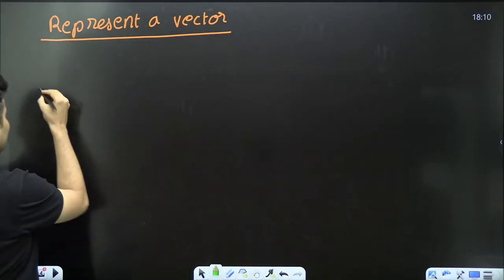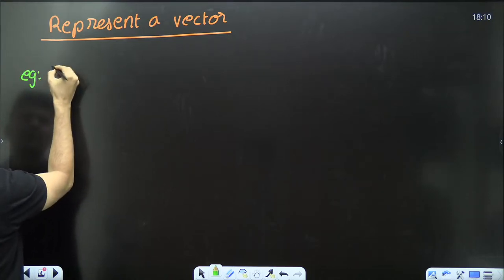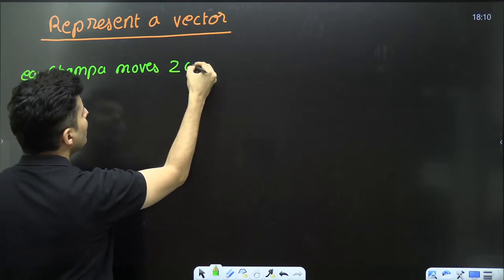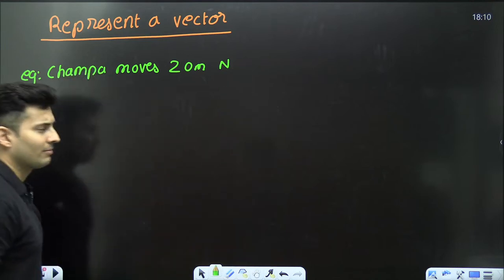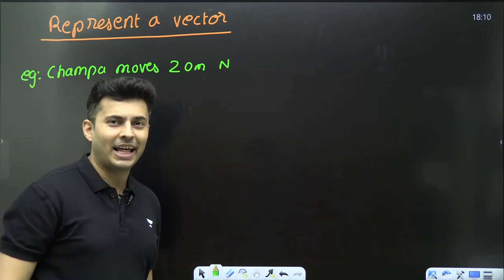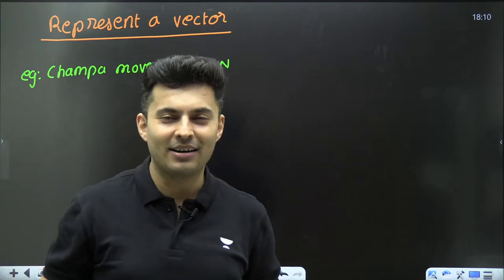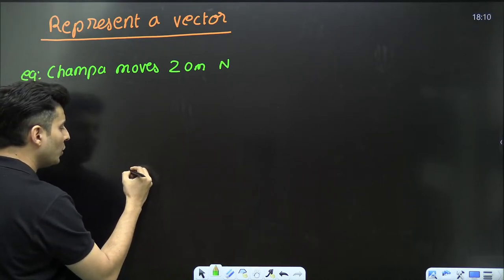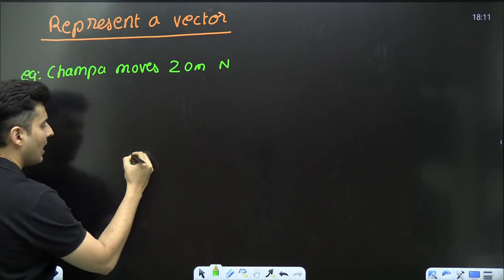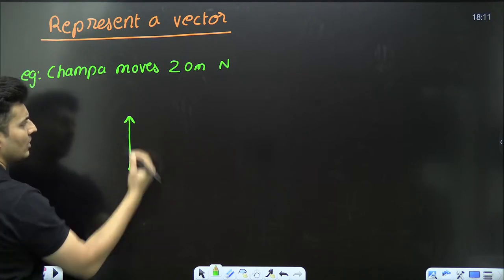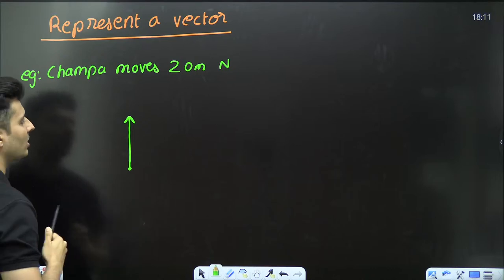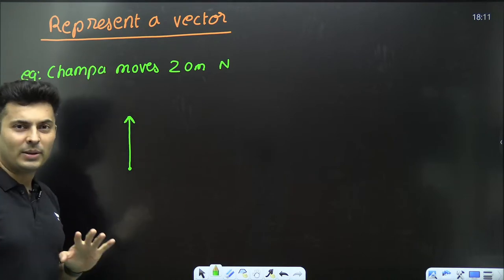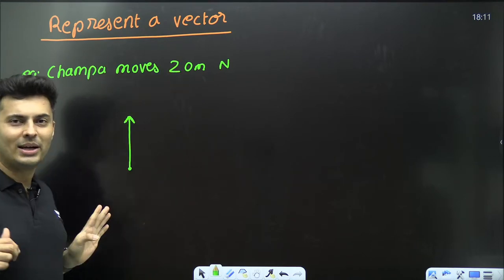Imagine, guys, this is just an example, Champa moves 20 meters towards the north direction. So I have to show the displacement of Champa. Champa is our favorite candidate, right? So Champa has to move 20 meters. What I will do, I will start like this and go up like this. This is north direction, this is east, this is west, this is south. And I will choose that this length is 20 meters, or I will put a scale: 1 centimeter is equal to 1 meter. So this will be 20 centimeters, hence it will be 20 meters.